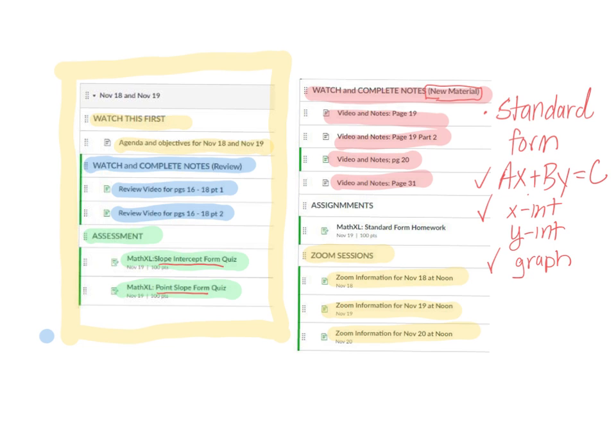At the end of that, you'll see that you have your homework assignment. There's one assignment for homework, and that is the standard form homework in Math Excel. Okay, just once again, Zoom sessions there if you need help. And let me know if you have any questions. I'll be happy to help you.